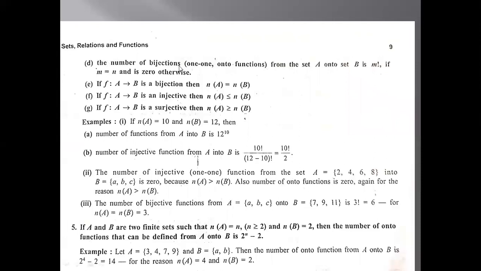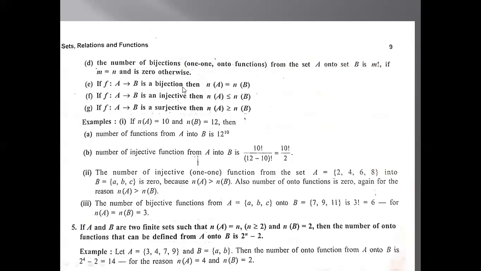Next, D, the number of bijections, meaning 1-1 and onto functions. The function which satisfies 1-1 and onto is known as a bijection. The number of bijections from set A onto the set B is m factorial if m is equal to n. Okay, if m is equal to n, then the number of bijections from set A into set B is m factorial. Otherwise, in the remaining cases, it is 0.